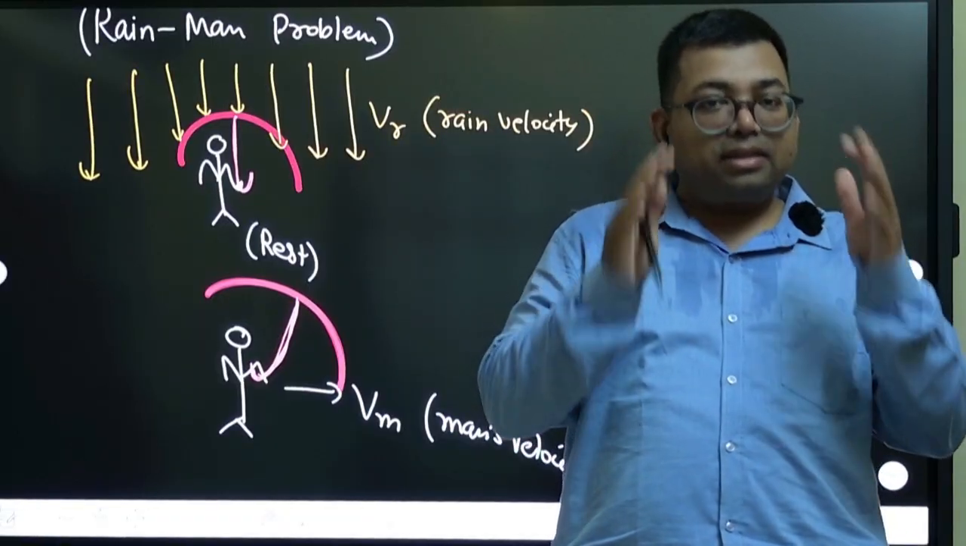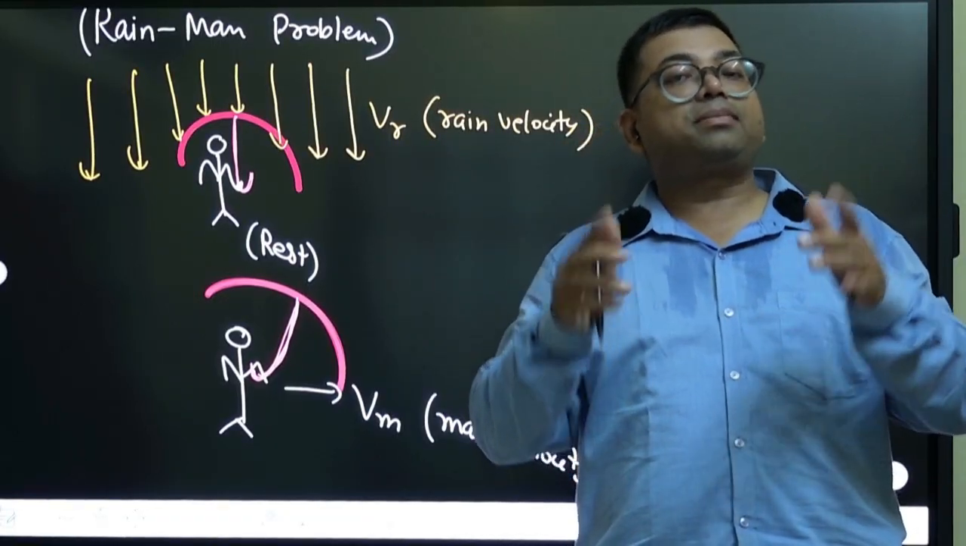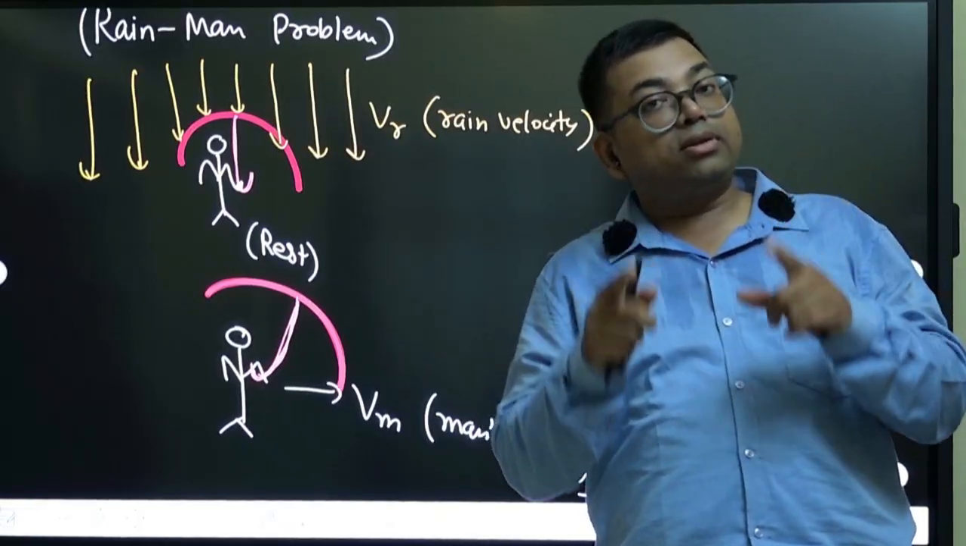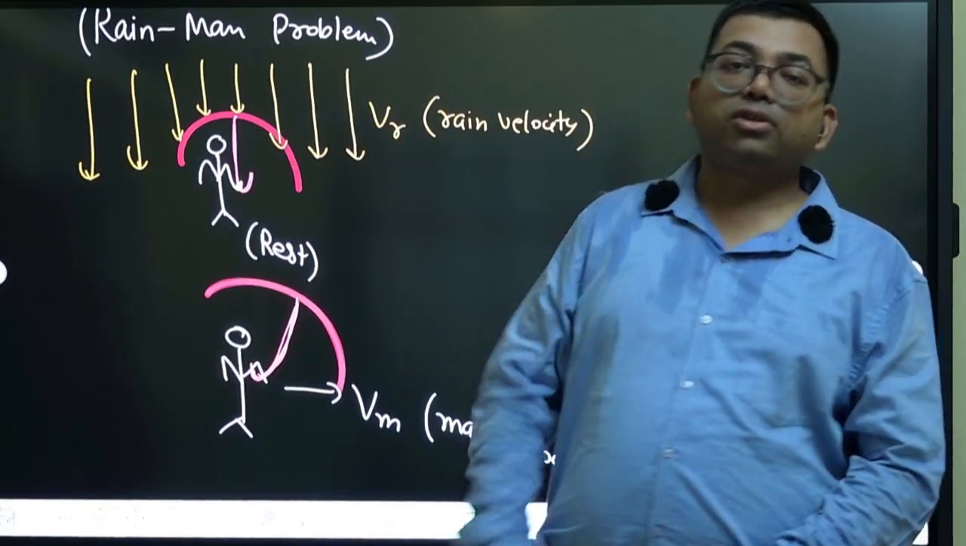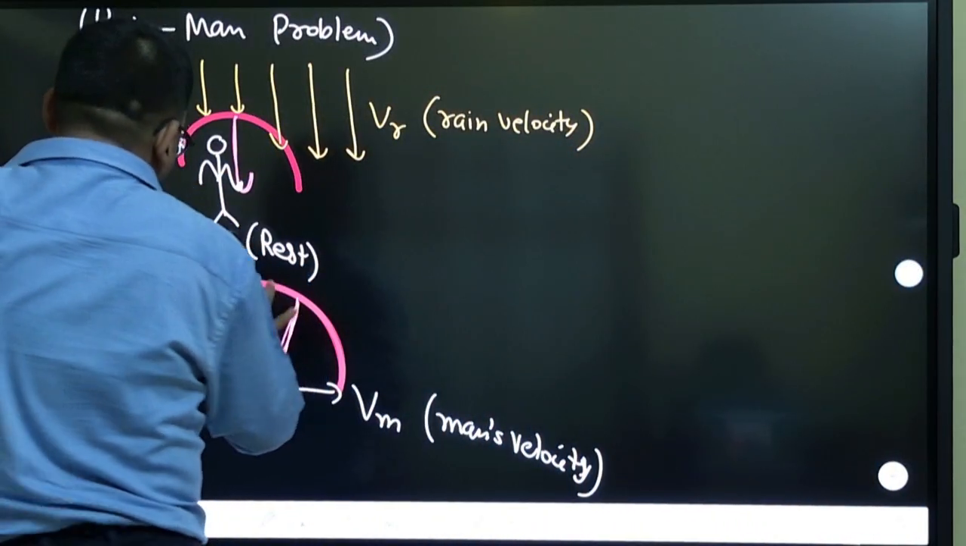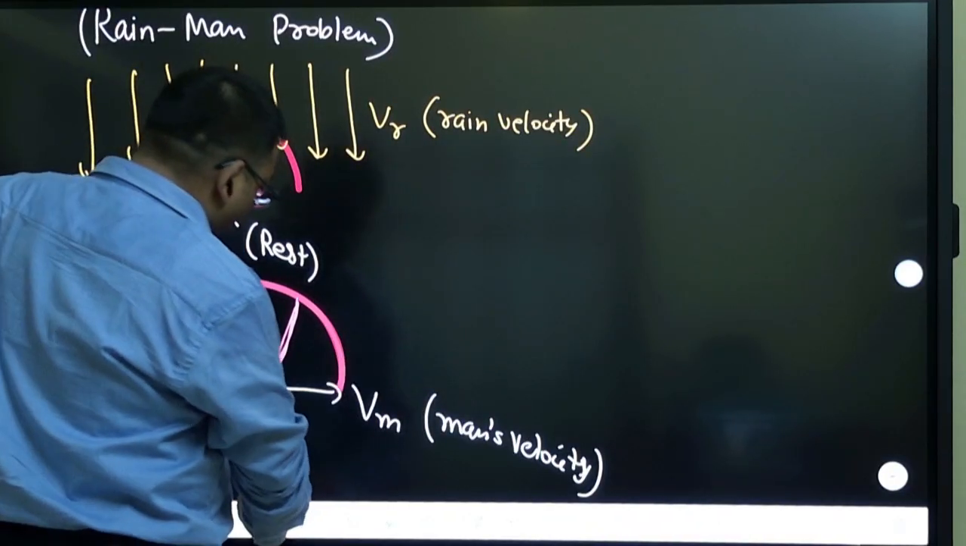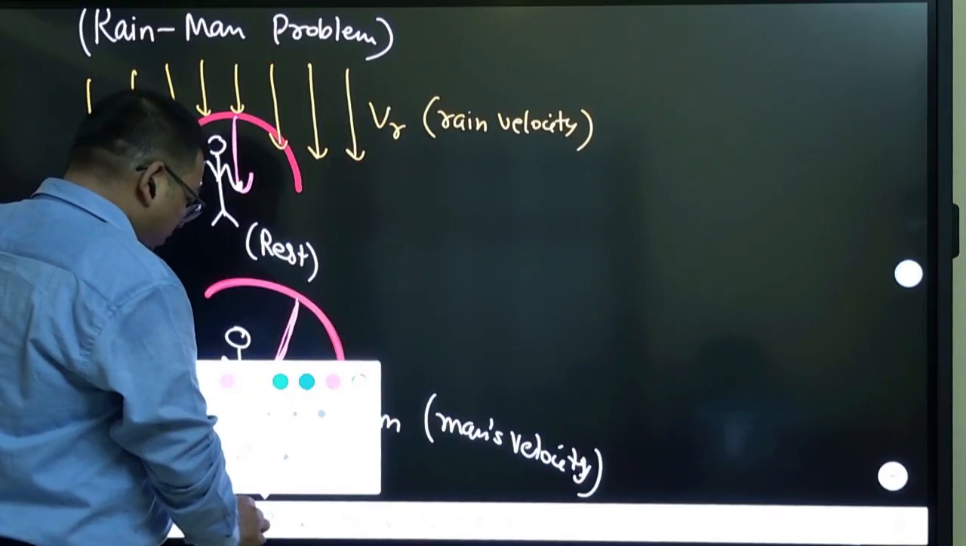Okay, he will see the rain coming in a different direction. That means you have to find the velocity of rain with respect to the man. That is what you need to do. Now, first we will draw this diagram afterward. First find out the velocity of rain with respect to the man.